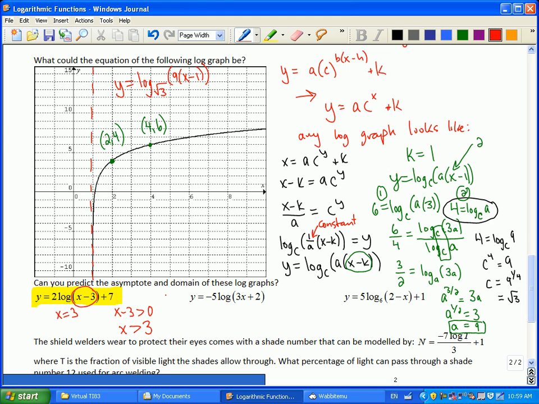So everything inside that would have to be greater than 3. That's all permissible values that can be used in the logarithm. So I know the asymptote's at 3, and the domain is everything greater than 3. Okay, so how about this one here? Can you predict what the asymptote is going to be?